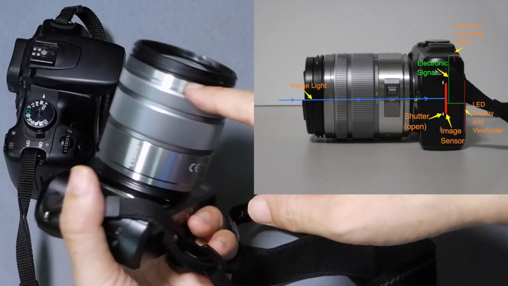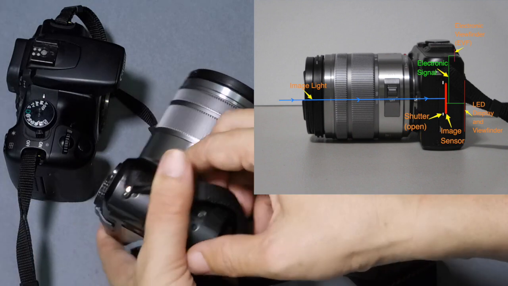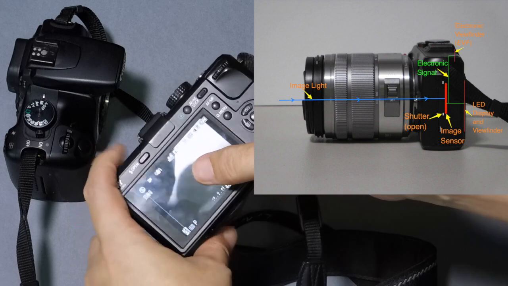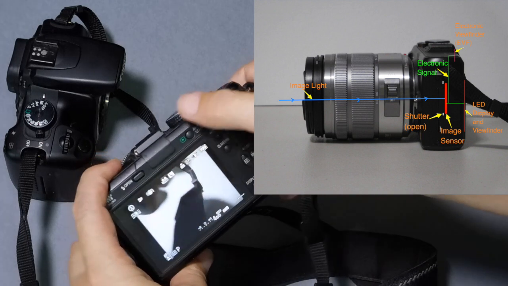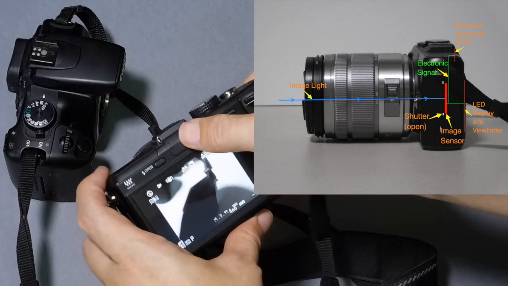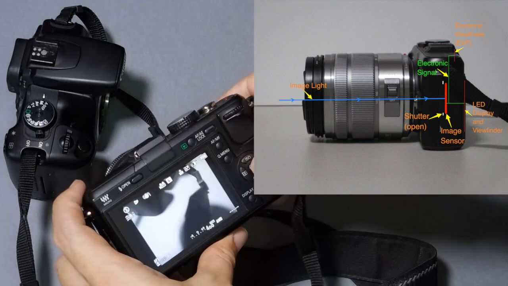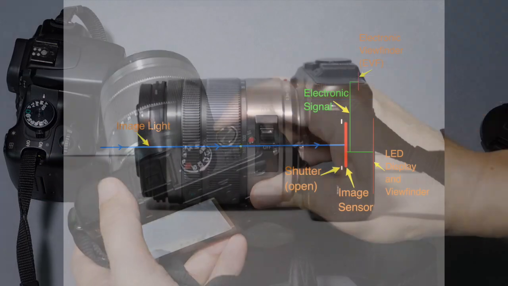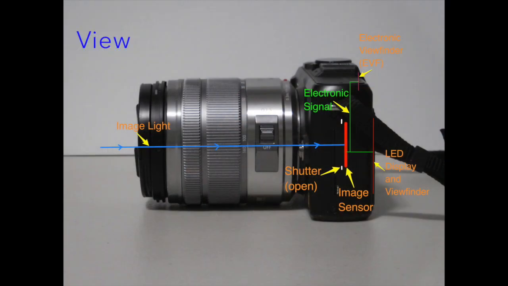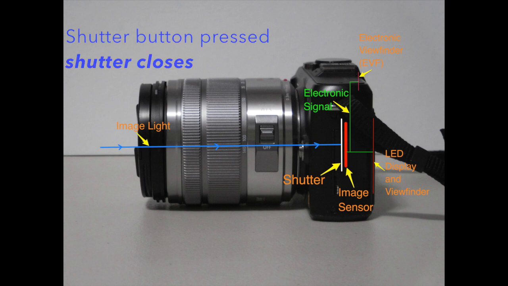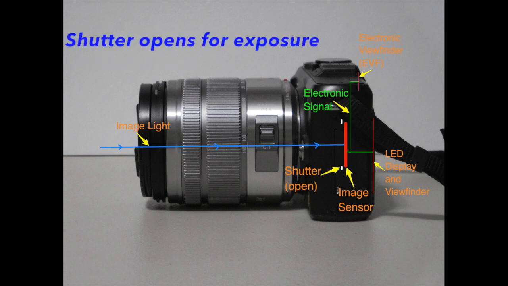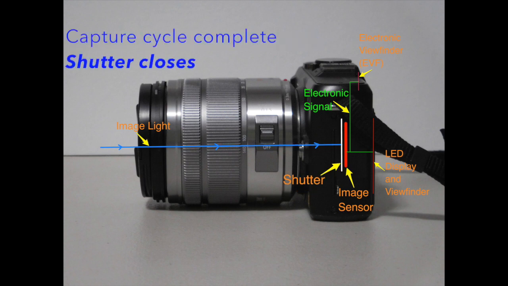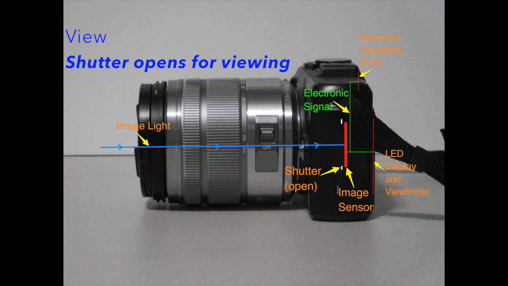To view, the image goes directly to the sensor and is electronically converted to real-time images on the LED display. Some mirrorless have in addition an eye-level viewfinder or EVF, also LED, not optical. Let's run through the sequence. While viewing, the shutter remains open and the sensor is exposed to the image all the time. As you press the shutter button, the shutter closes momentarily, then opens for the duration of the image capture, then closes again to complete the capture. The shutter then opens for viewing. All of these happening in a split second.